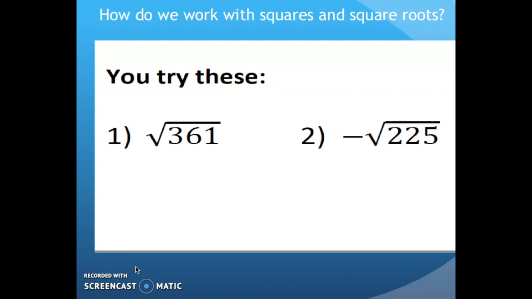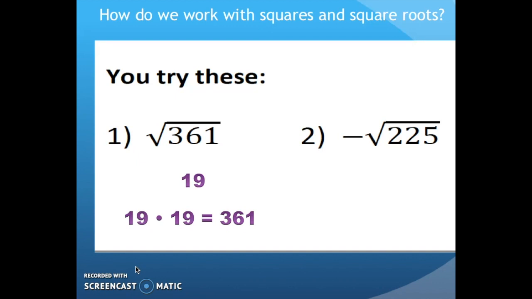Alright, what did you get for the first one? So did you ask yourself, what number times itself will give me 361? That number under the radical. And if you say 19 times 19, you're correct. So 19 times 19 will equal 361. So the square root of 361 is 19.